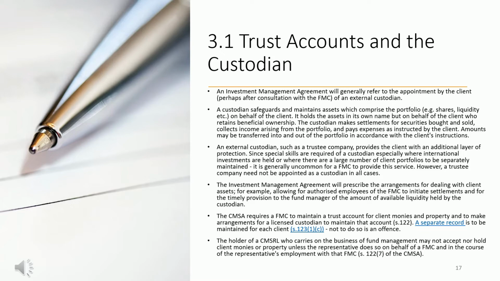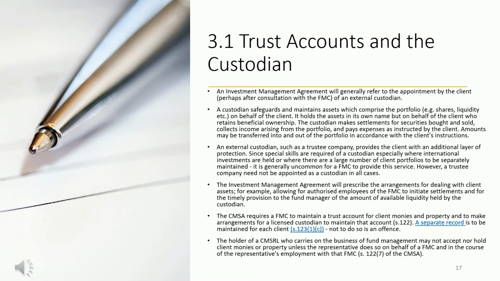The Investment Management Agreement will prescribe the arrangements for dealing with client assets, for example, allowing for authorized employees of the FMC to initiate settlements and for the timely provision to the fund manager of the amount of available liquidity held by the custodian. The CMSA requires a FMC to maintain a trust account for client monies and property and to make arrangements for a licensed custodian to maintain that account, S.122.